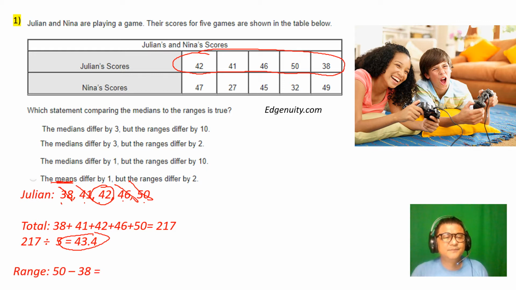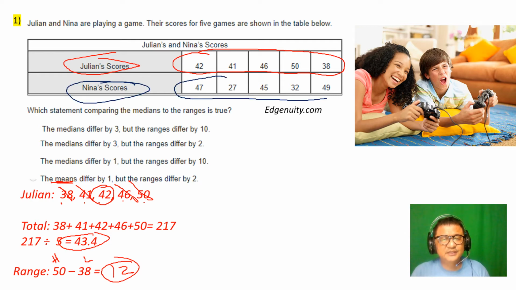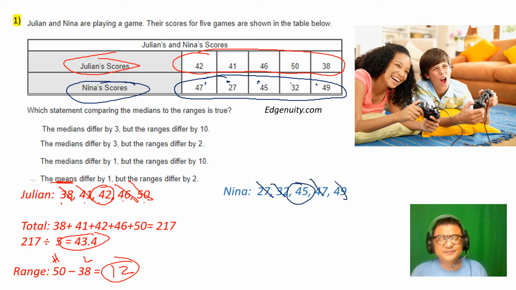Okay, next. I want to get the range. The range is the highest number minus the lowest number. So 50 minus 38 is 12. Okay, are we good? So that's all about Julian. Now let's look at the scores of Nina. So first, let's arrange that from least to greatest. So 27 first, followed by 32, followed by 45, followed by 47, then 49. Now we can get the middle number.